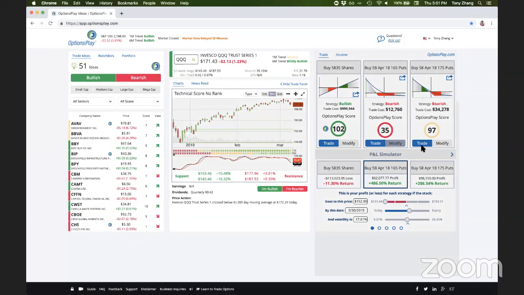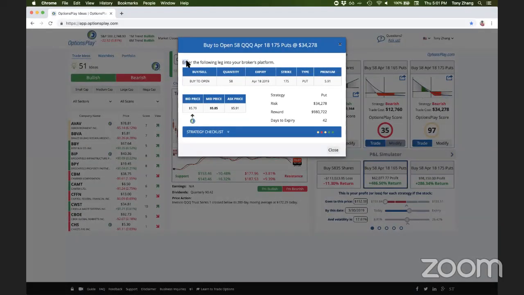And once you're ready to trade that, you hit the trade button, and we have the information on how to enter this trade into your broker's platform.